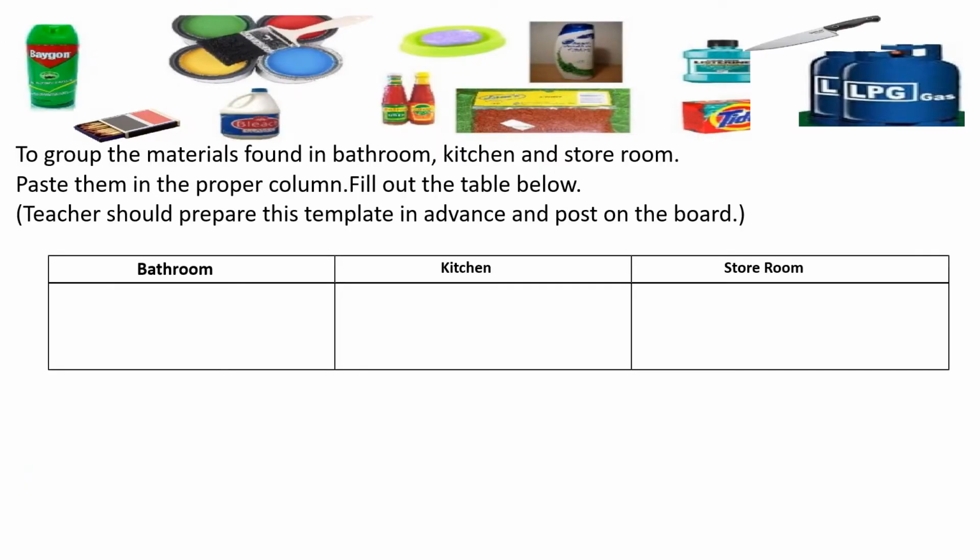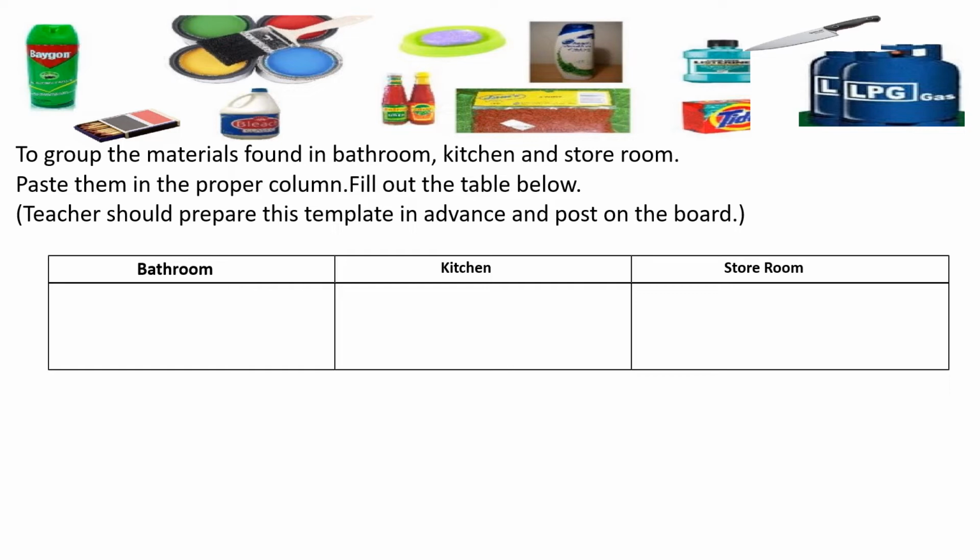Today, we have pictures of harmful materials found at home. We are going to identify or group these materials found in the bathroom, kitchen, and storeroom. You are going to paste them in the proper column, filling out the table below. Here is the template: bathroom, kitchen, storeroom, in the table. I'll give you 5 minutes to do this, class. Okay, everybody start now.